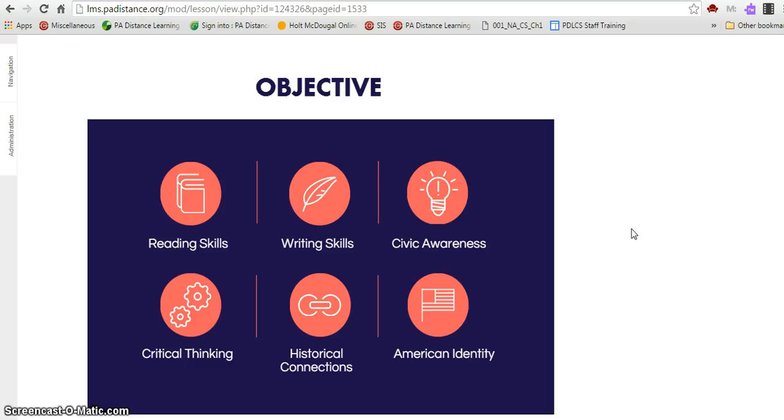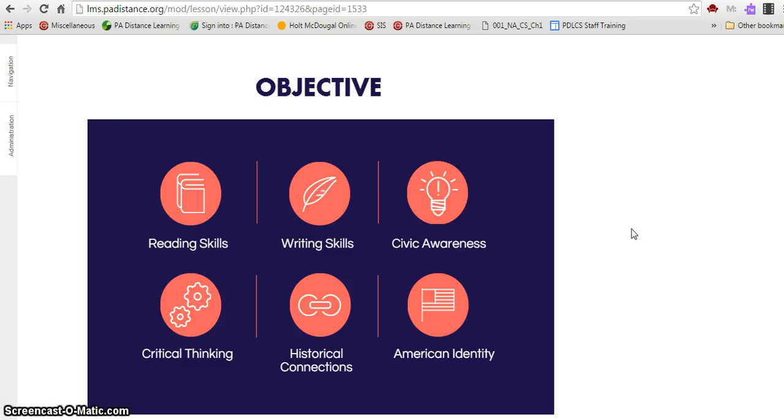Writing skills. Because we can read and learn these things, but they don't really take hold in our brains until we get it out on paper. Civic awareness. What this means is I want you guys to be aware of what the government does for you. I'm sure this year we've heard a lot about it. Maybe from our parents talking about the elections or seeing a poster around town, but I want you guys to receive a little more information on that.